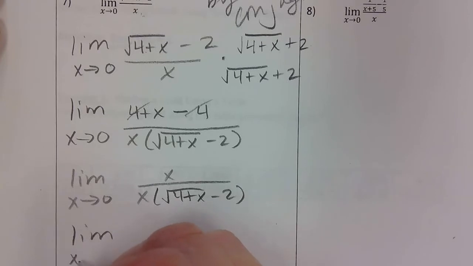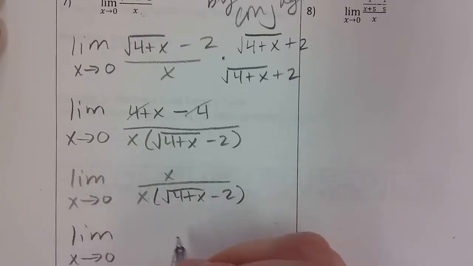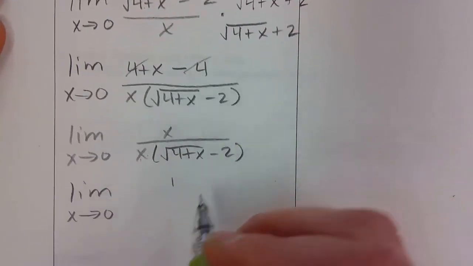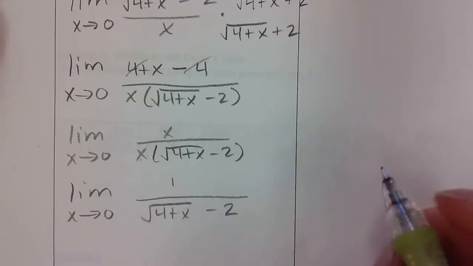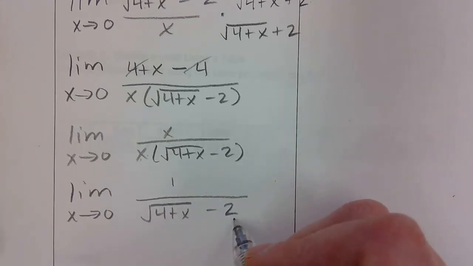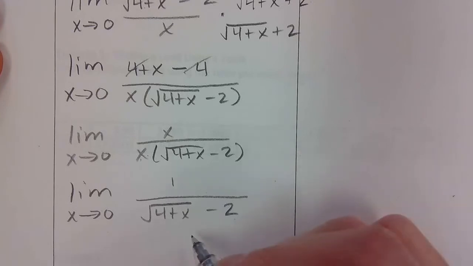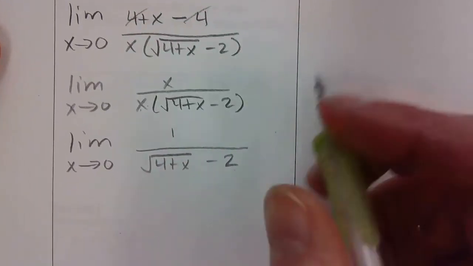So, and that's what I wanted, right? I needed that x in my denominator to go away because right now it would be a 0 times everything else. So now I have 1 over the square root of the quantity 4 plus x minus 2. And now that I'm at this point where I can actually substitute a 0 and not make a 0 in my denominator, I'm going to go ahead and do that.